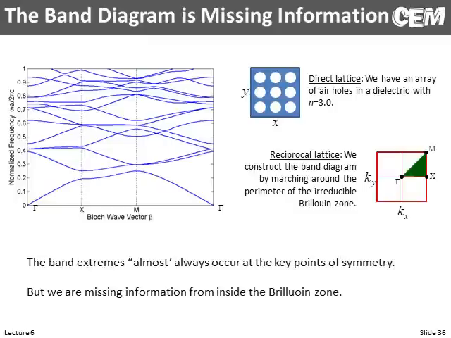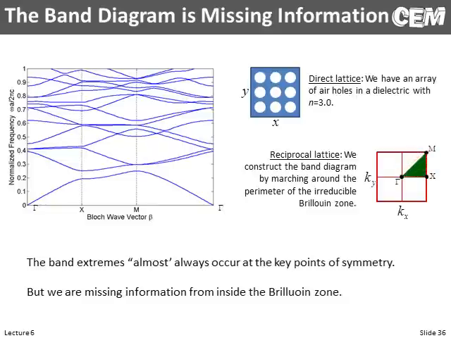So I hinted to this before, but if we're marching around just the perimeter of the irreducible Brillouin zone, we are potentially missing information. If we were just calculating the band diagram of this two-dimensional lattice, we're probably going to go from gamma to X up to M and back to gamma and march around this irreducible Brillouin zone. Well, in fact, there may very well be some interesting things happening right in the middle. And if all we're doing is going around the outside, we're completely missing that.